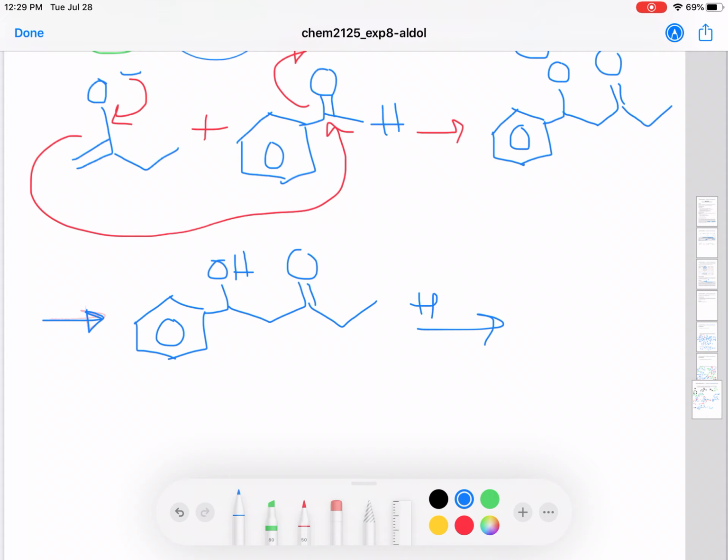And then if you lose a water molecule through condensation, you will have this product. There's no bond right there. That would be the product, the single addition product.